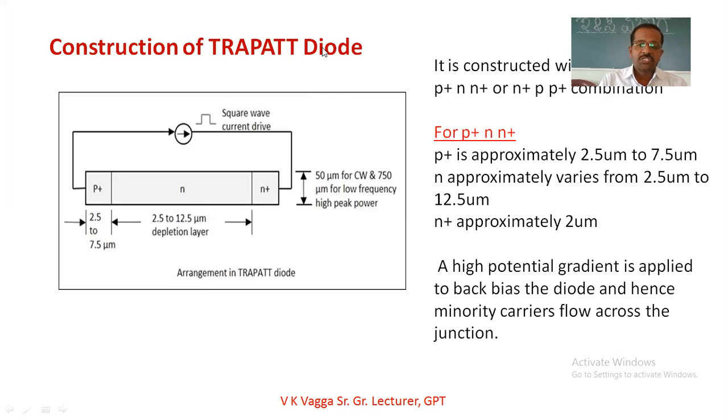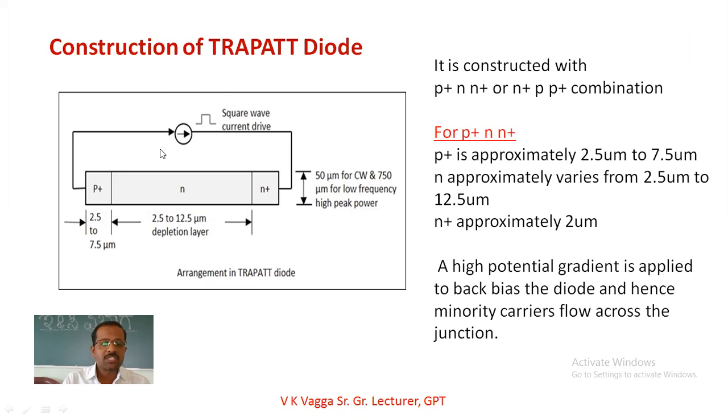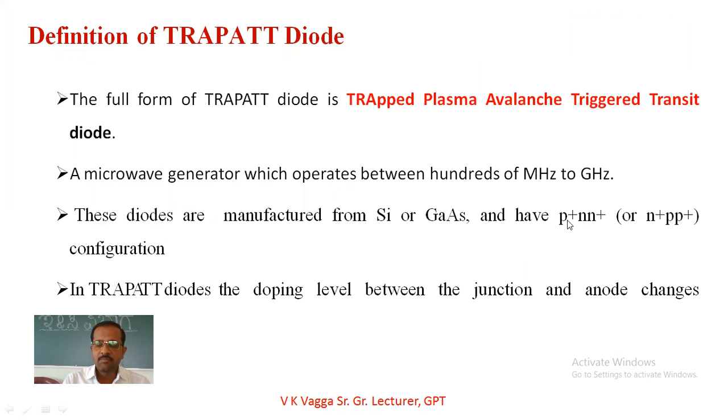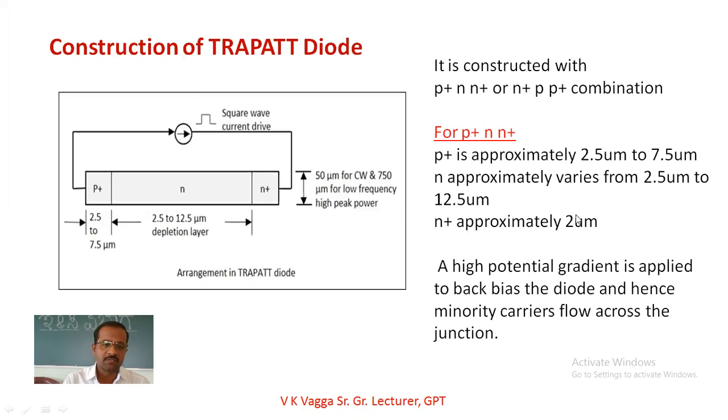Now the construction of the TRAPATT diode. So that you can see its construction, I took an example configuration of P plus N N plus. It is implemented from P plus N plus or N plus P plus. I took this example in order to explain its construction. It is constructed either with a P plus N plus or N plus P plus combination.